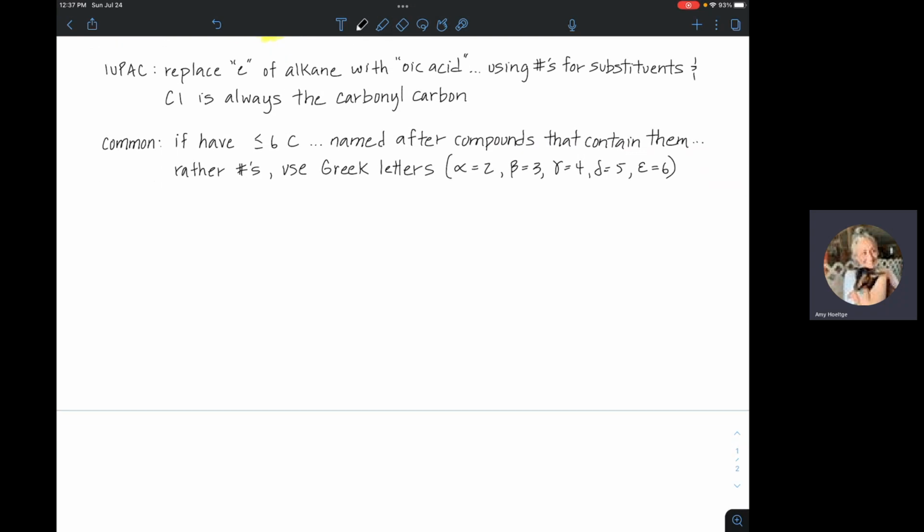We could have our smallest carboxylic acid, which only has 1 carbon. IUPAC, so let's do it this way. I'll put a little I for IUPAC, or systematic nomenclature, and I'll put a little C for common. So if we had an alkane with just 1 carbon, we'd have methane. So we're going to drop the E and add oic acid. So this will be methanoic acid.